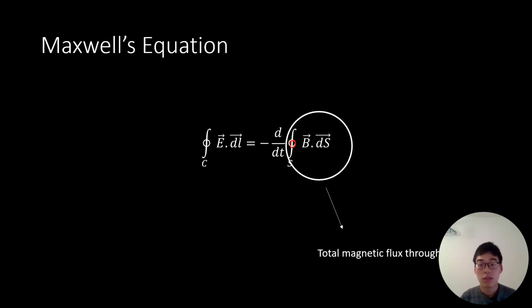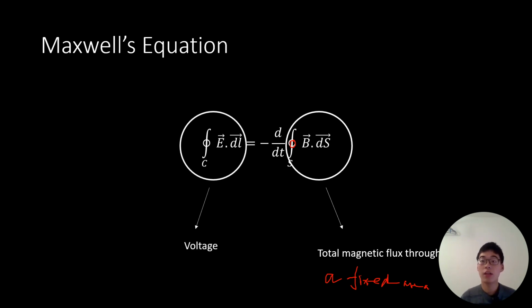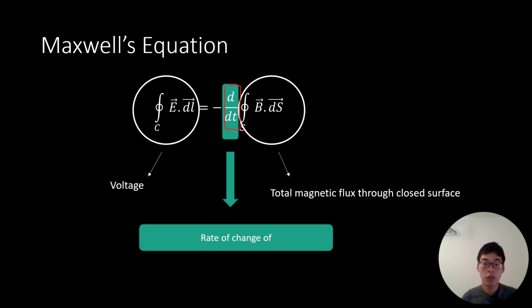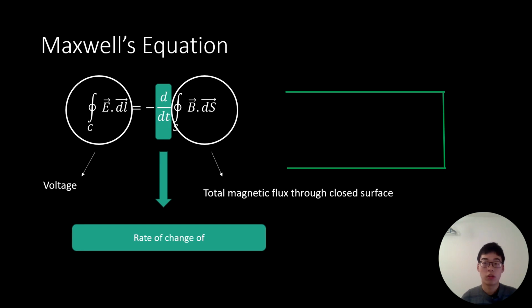It says the total magnetic flux through a fixed area. So it has to be a closed surface. And the left-hand side is actually a representation of voltage. But in connection between these two, we also see a derivative term shown here, which is actually the rate of change. So we will see how this works in a single wire loop.